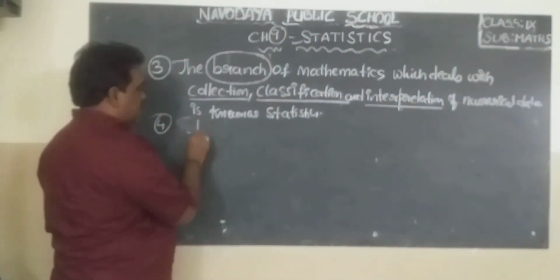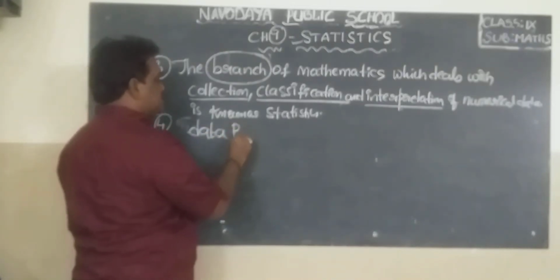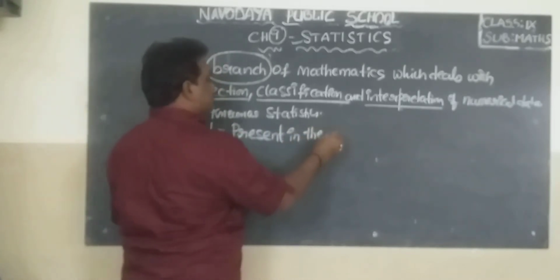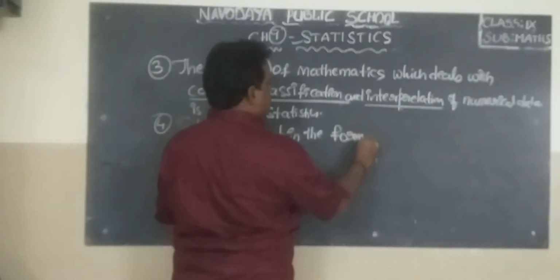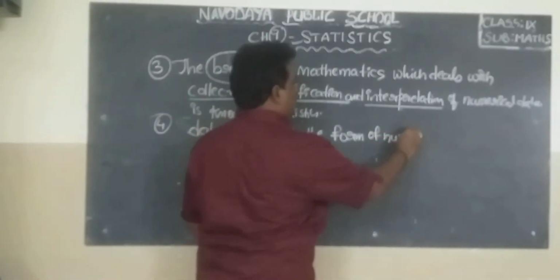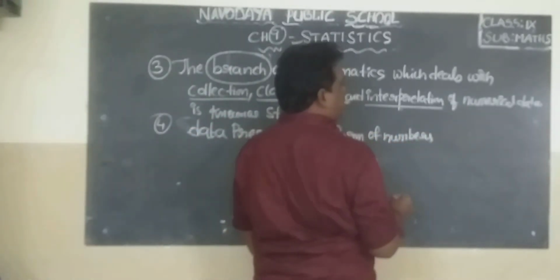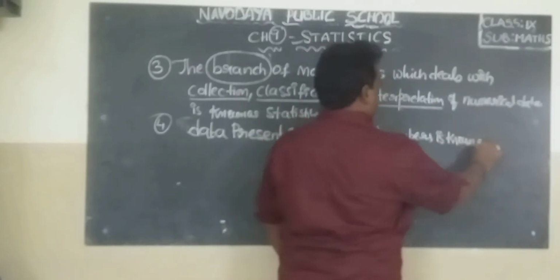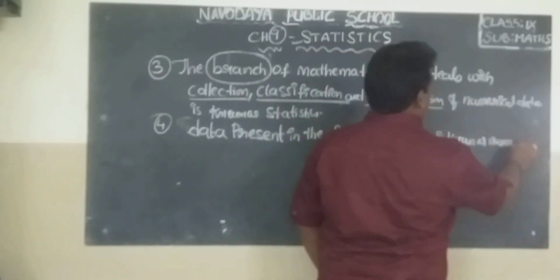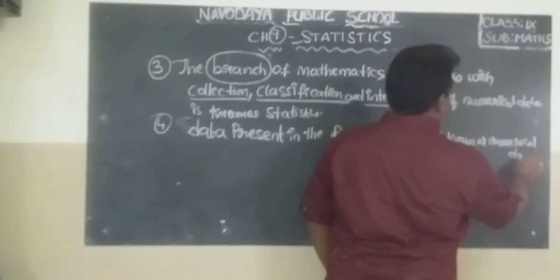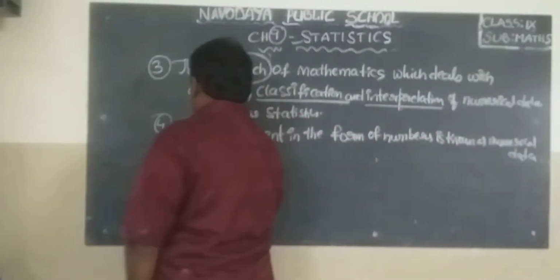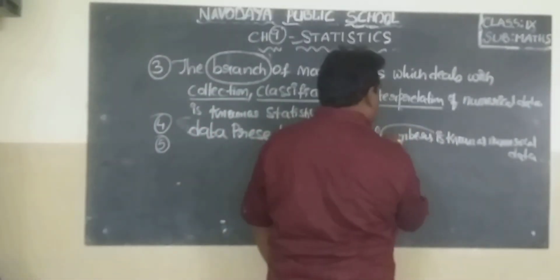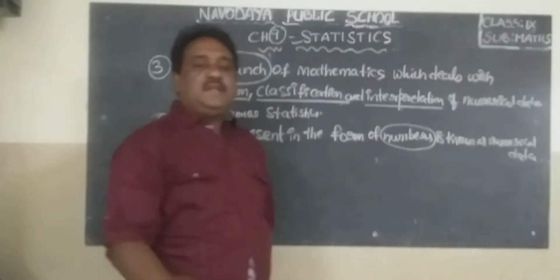What is numerical data? Definition: data present in the form of numbers. Data present in the form of numbers is known as numerical data. So what is numerical data? Data present in the form of numbers. Numeric means numbers. Statistics deals with numbers.